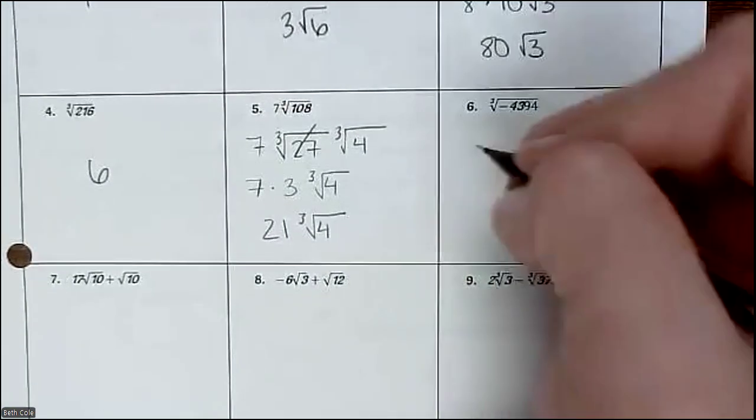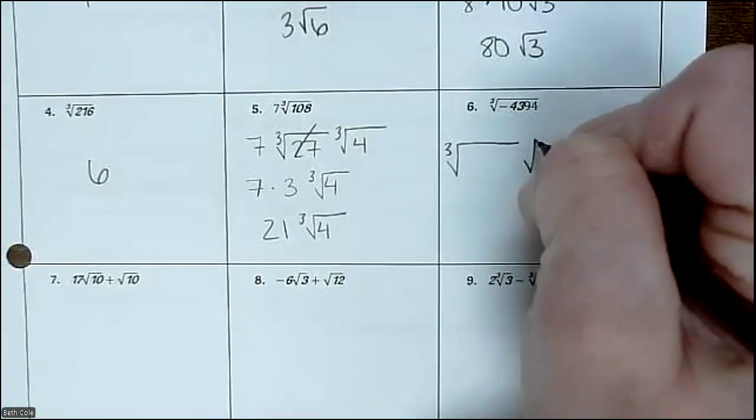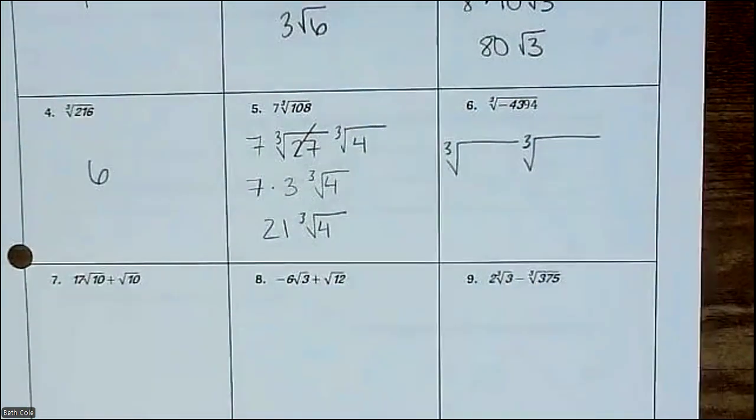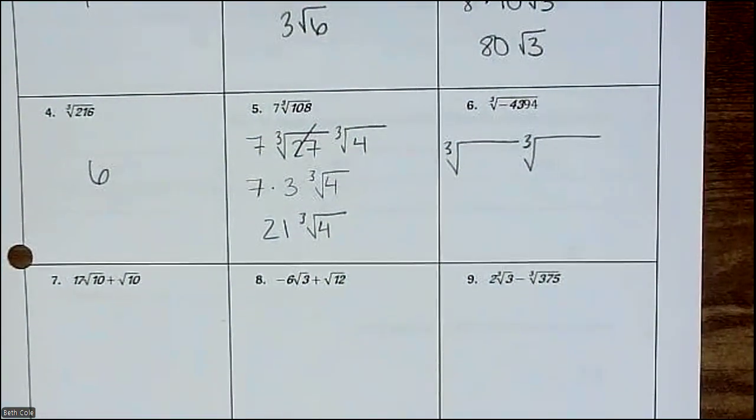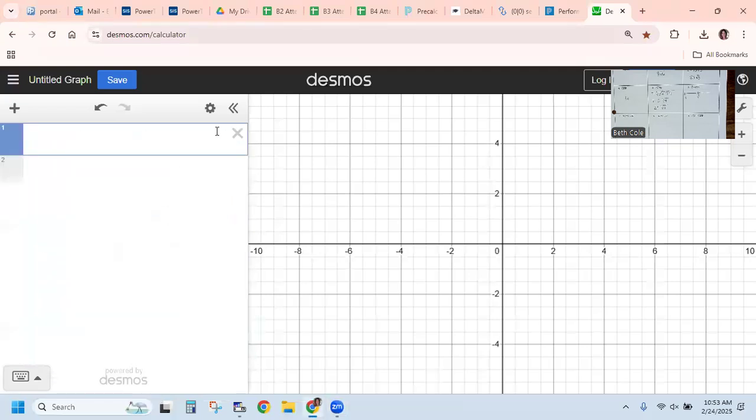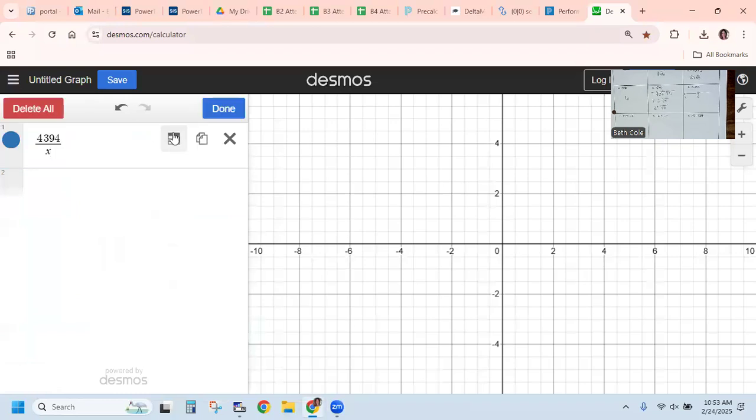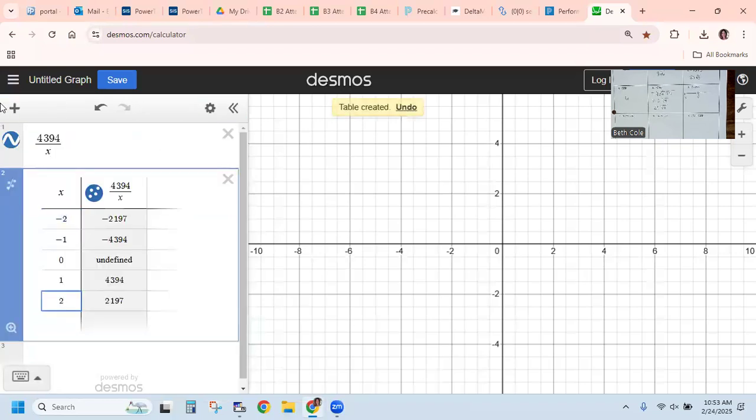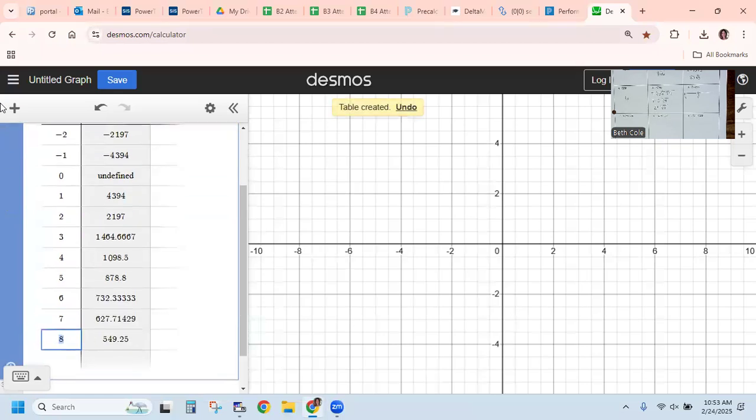All right, this is a rather large number. We're going to use the calculator. Draw your two little houses. The fact that it's negative just means you're going to have a negative in your answer. I'm not going to type that part in the calculator. Okay, so let me come over here. I'm going to type 4,394. Divide by X, gear table. All right, we're trying to find a number on the cubes list.